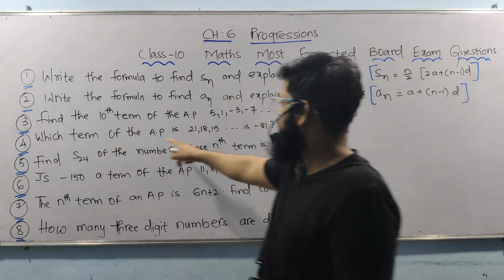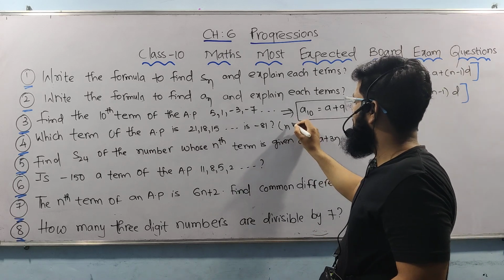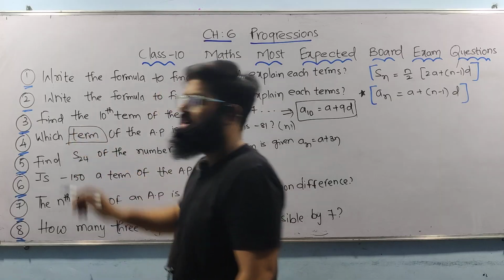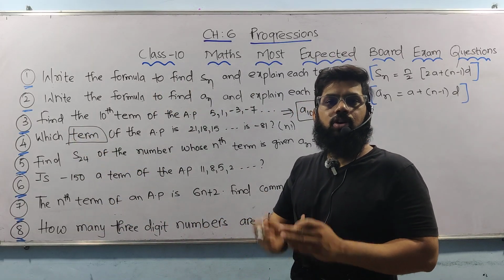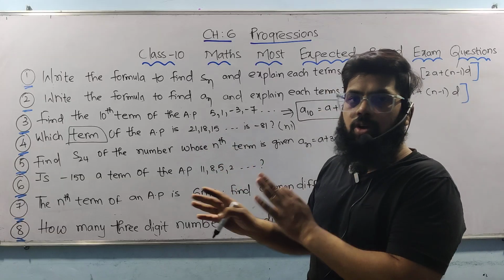Then next one: which term of an AP is so and so, for example minus 81. This means here you need to find the n value. See here, this is important. Which term? Term means what? n. What is the full form of n? Number of terms. Term matching, right? Like this you need to remember.